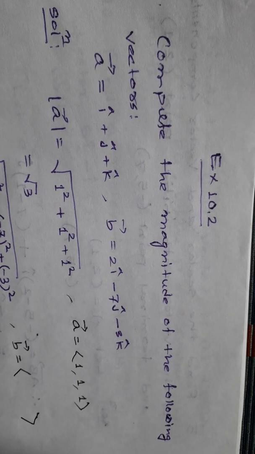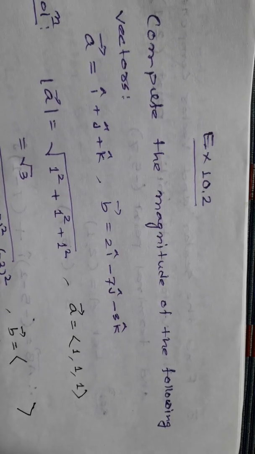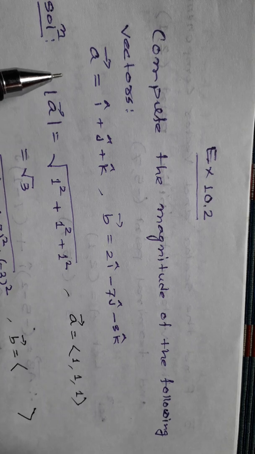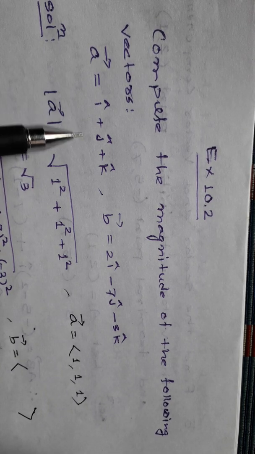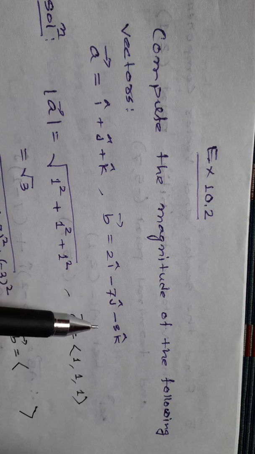Exercise 10.2. Question number 1. Compute the magnitude of the following vectors. Vector A equal to i plus j plus k, and vector B equal to 2i minus 7j minus 3k.